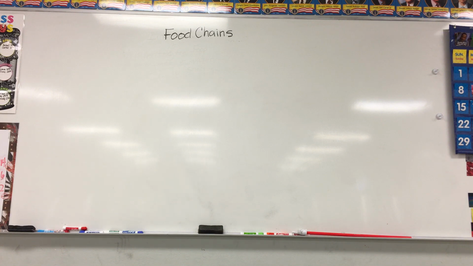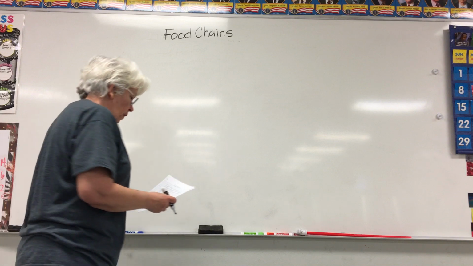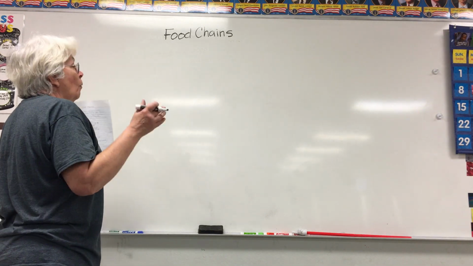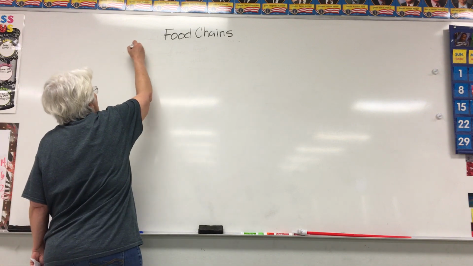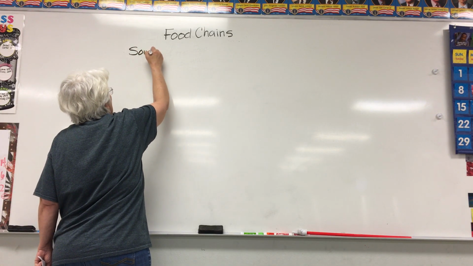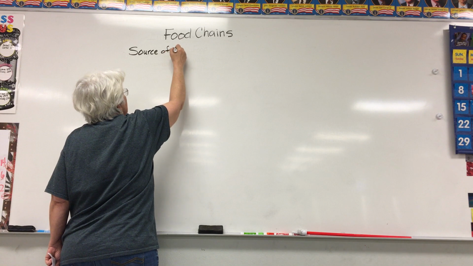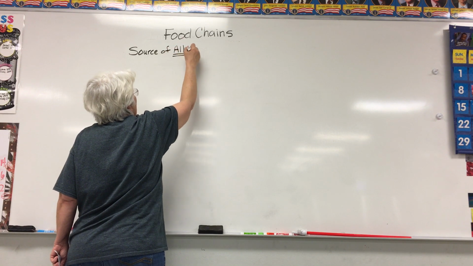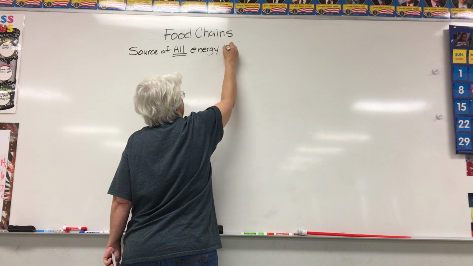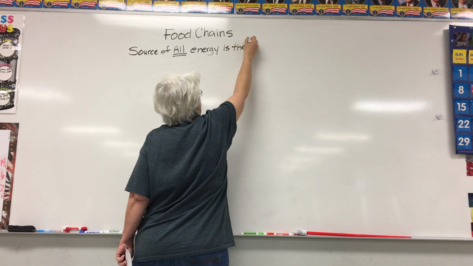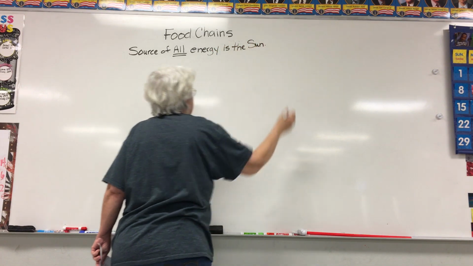A food chain shows where different organisms get their food. Food chains trace energy sources across different organisms. Remember, where does this all begin? Where is the source of all energy? The source of all energy is the sun. Okay?